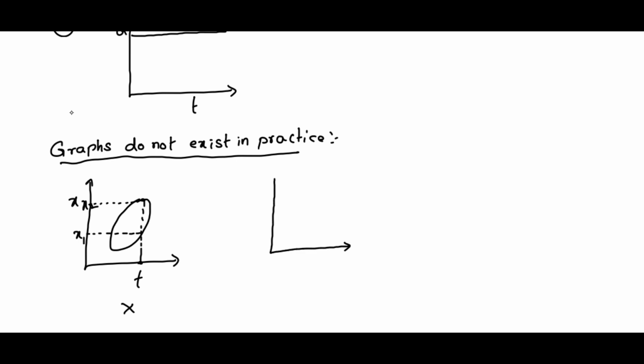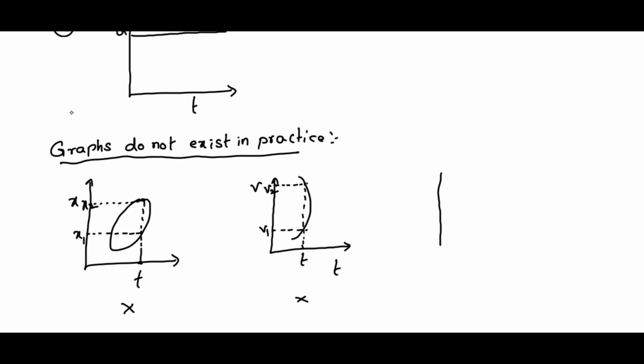And similarly, suppose a velocity time graph. The graph is like this, assume. Now imagine you draw one dotted line parallel to v. It says here velocity v2 is here, velocity v1 here at the same time. Here also at the same time, this graph is showing two velocities. Practically, it is impossible.